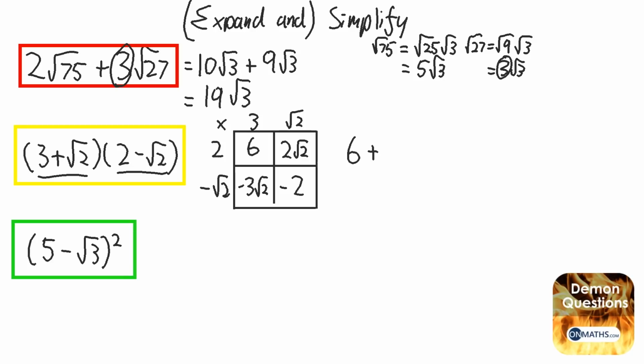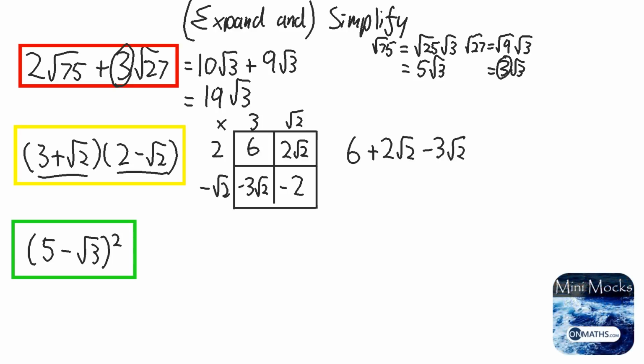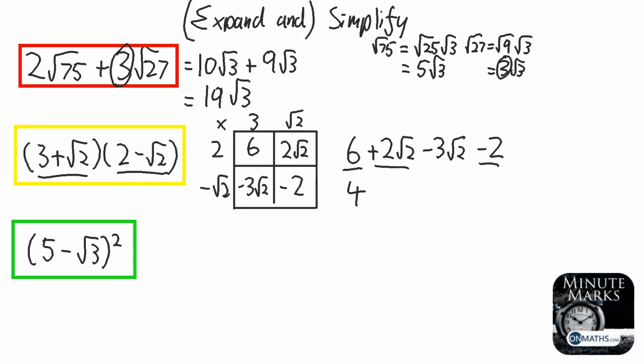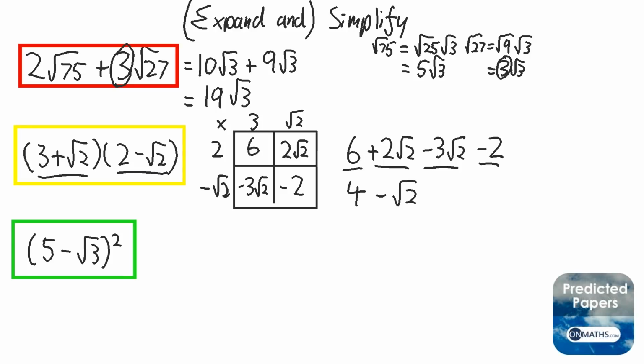So 6 plus 2 root 2 minus 3 root 2 minus 2. So the 6 take away the 2 is the 4, and we've got 2 root 2's and we're taking away 3 root 2's, so that leaves minus root 2. So minus 1 root 2, but we don't bother putting the 1.